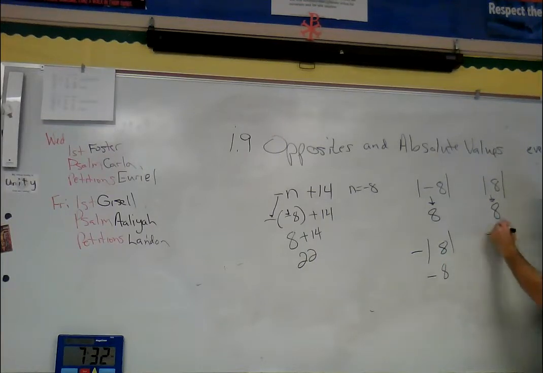Now let's say we have a negative absolute value of negative 8. We always start inside. What's the absolute value of negative 8? 8. And then we have a negative of that, or the opposite, which is negative 8. That's the only time you'll get a negative for your answer, is if the negative is outside.